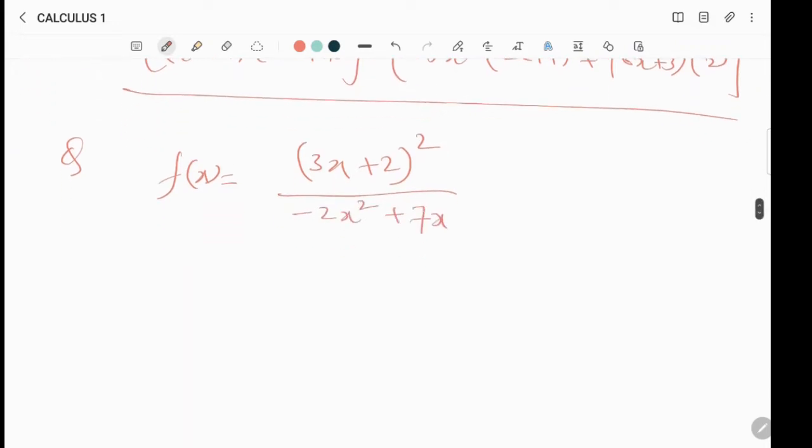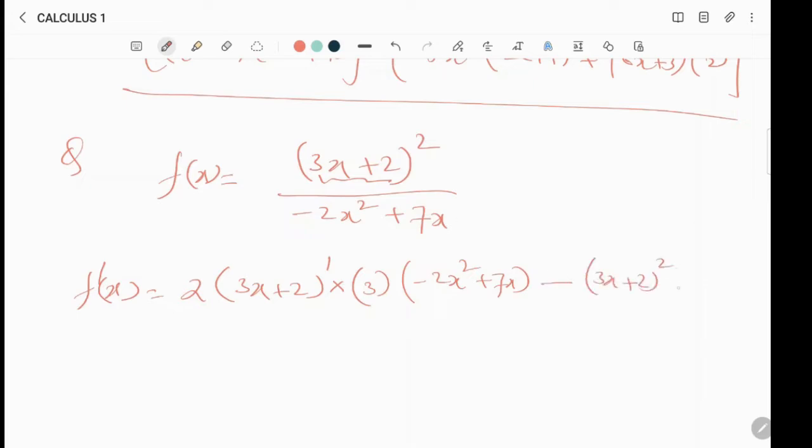Let us differentiate again here. So that's the quotient rule we have to apply. So f dash x equals, differentiate numerator, which is 2 times 3x plus 2 to the power 1, then times chain rule. So 3x plus 2 differentiation is 3, and the denominator we have to write as it is. So minus 2x square plus 7x, right? Okay, then minus.